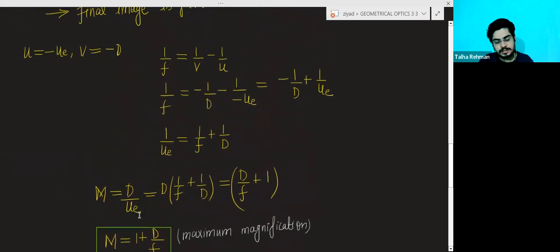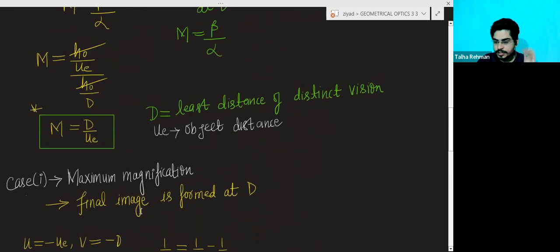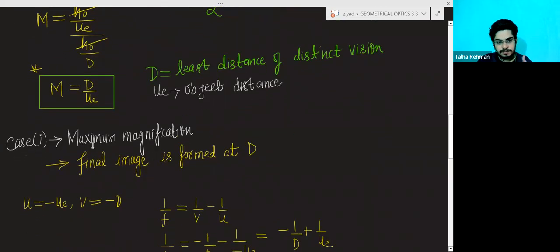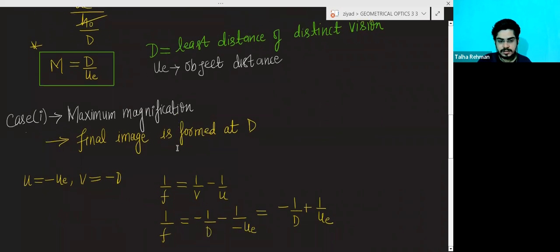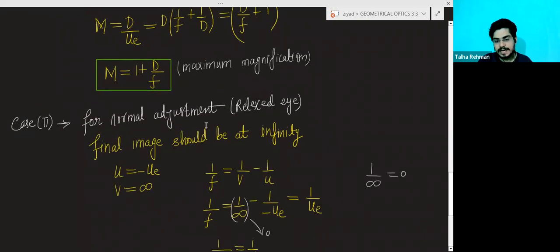Okay. So there are two cases here for the magnification. The first case is for the maximum magnification. The second case is for the normal adjustment, or for the relaxed eye.